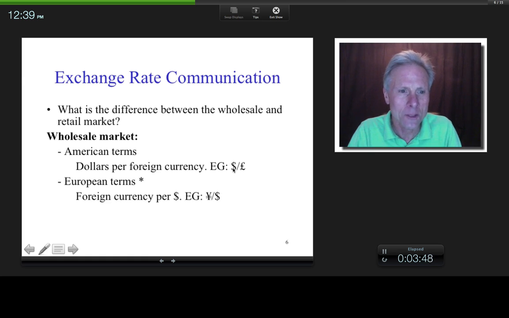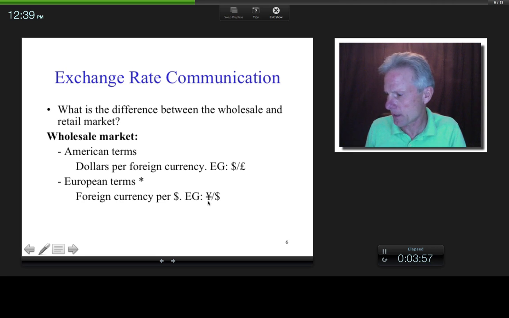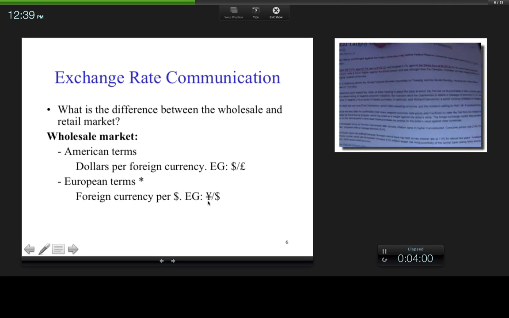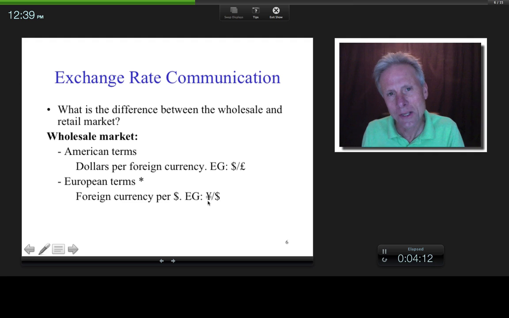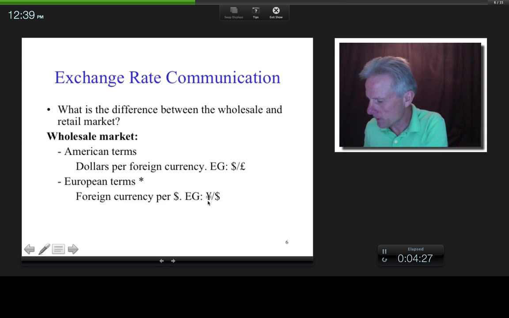Okay? And in European terms, it's the opposite. You might say it takes 100 yen to buy a dollar. So for example, I'm looking at an old Wall Street Journal article right there, and it says the greenback, that's the dollar, fell 0.2% against the yen to 102 yen, and dropped 0.1% against the Swiss franc at $0.89.